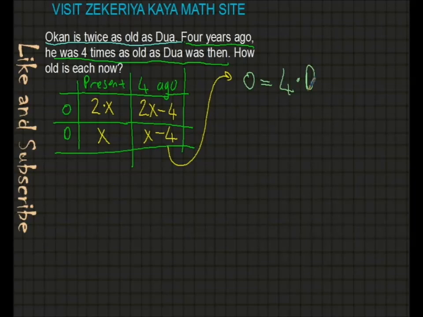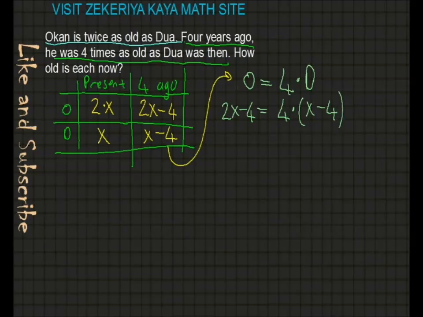So this is about 4 years ago. We found these algebraic expressions by using this part. That means when I put them into this equation, it will give me this x value. The age is in present. So Okan's age is 2x minus 4. Instead of O, you write 2x minus 4. 4 times, what is Dua's age? Dua's age is x minus 4.